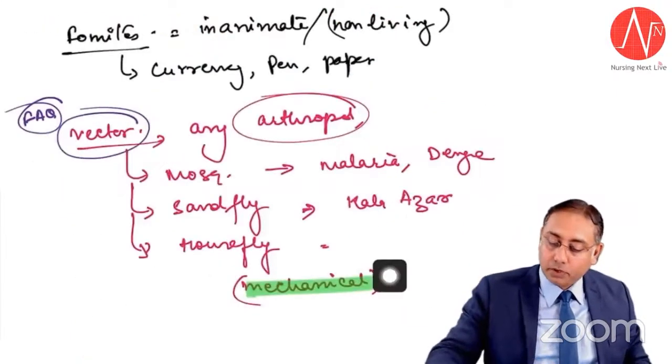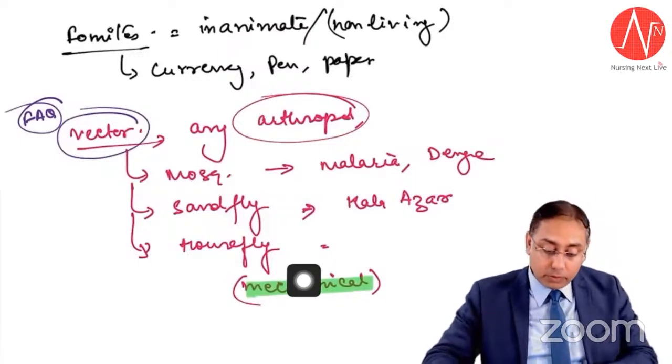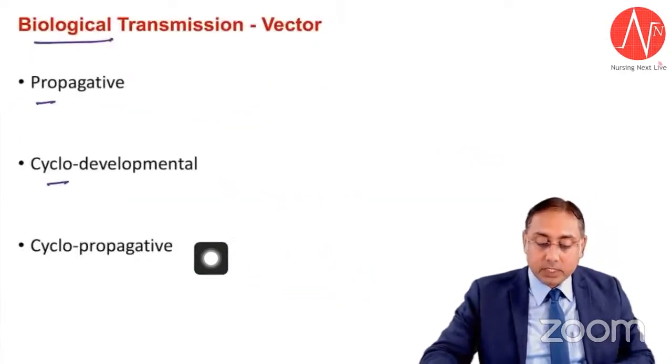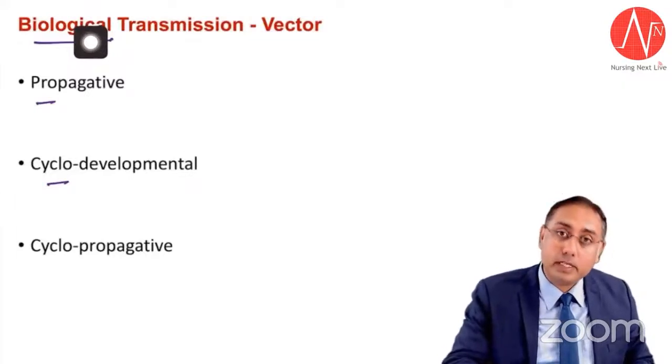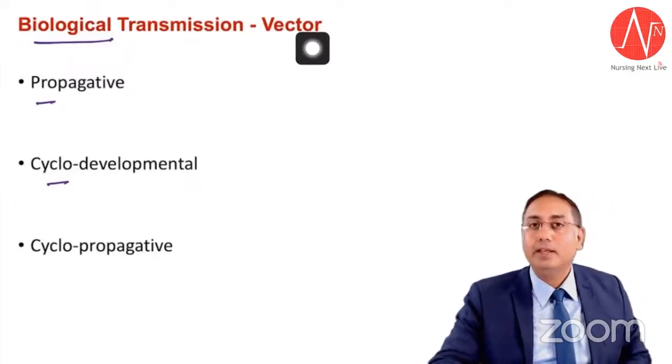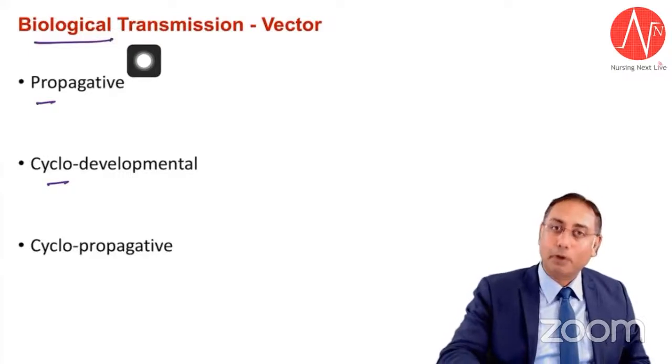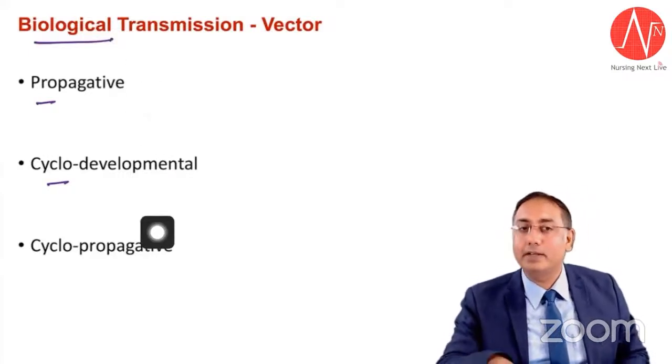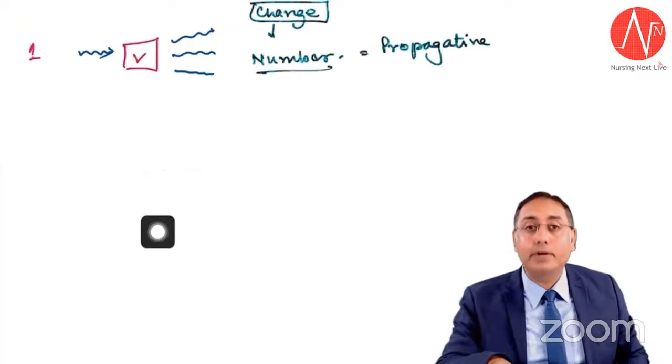The vector-borne transmission you talked about, there could be a mechanical transmission. There could also be a biological transmission. So we are right now discussing the biological transmission within the vector-borne transmission. The biological transmission could be divided into propagative, cyclodevelopmental, and cyclopropagative. So that's what I'm trying to explain.